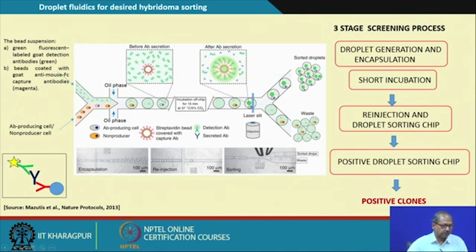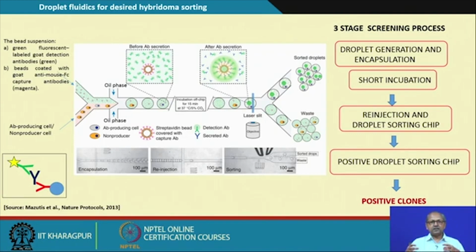labeled with fluorescence. So, the principle is that when the secreted antibody from the hybridoma cells reacts with the detection antibody, it will be captured by the bead containing high density capturing antibody, and then there will be a glow of fluorescence around the microbead. So, that is the basic principle of detection.